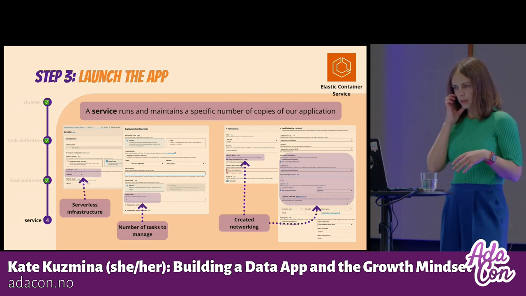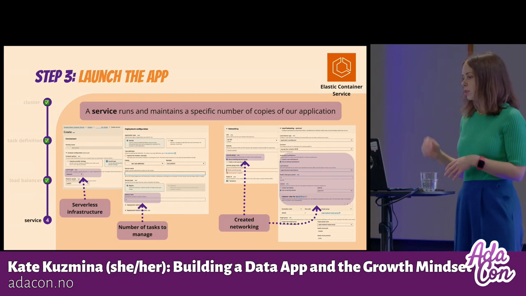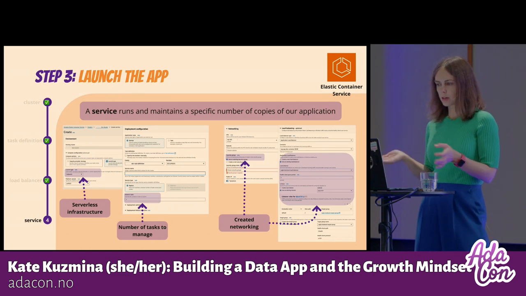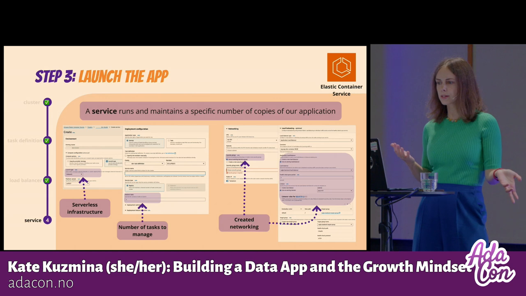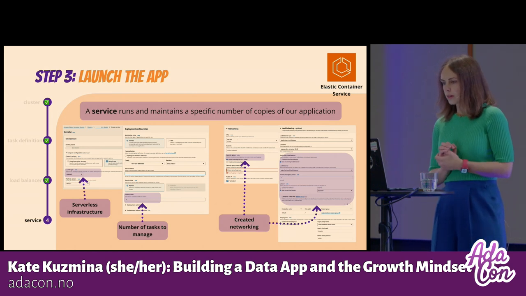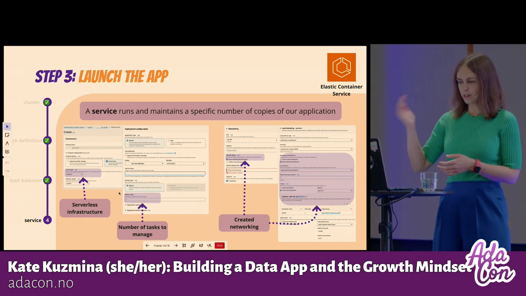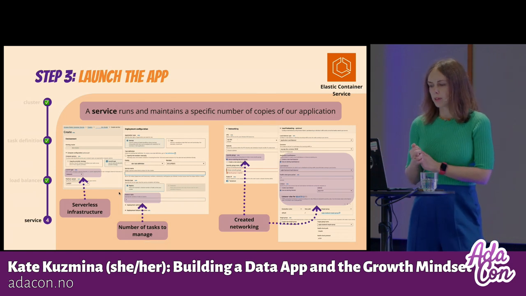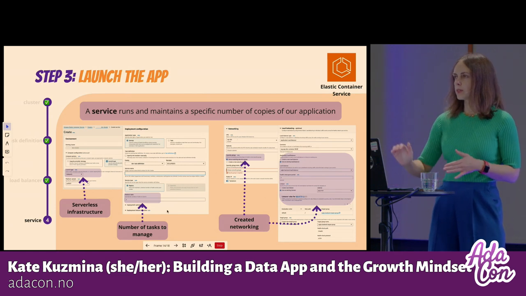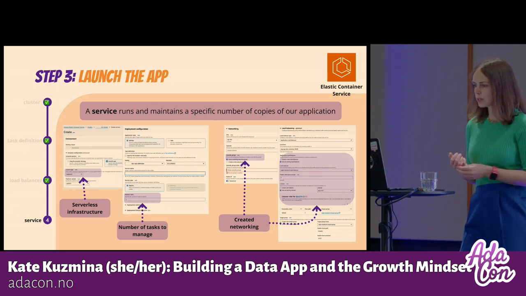So a service runs and maintains a specific number of copies of your application. It makes sure that your app runs without any problems, and if any tasks fail, it will restart them. So again, here we need to choose the infrastructure, and we chose serverless. And we choose the number of tasks, number of copies. In this case, it was just one. It means that if our task fails, it will be automatically repaired, so we don't need to worry about it.